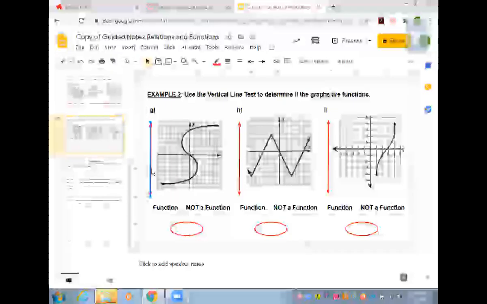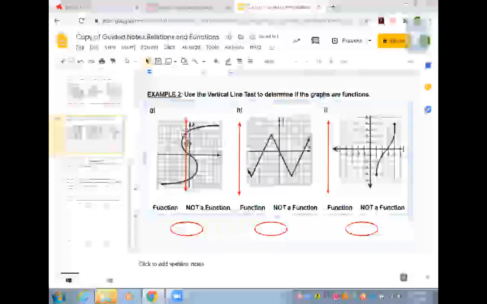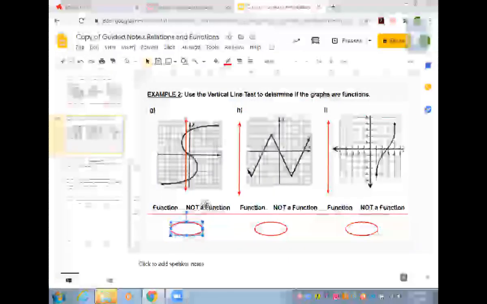All right, so looked at G. What'd you get? It's what? Not a function, right. So if I stop my vertical line right there, I can see it's hitting it 3 times, and that makes it not a function.